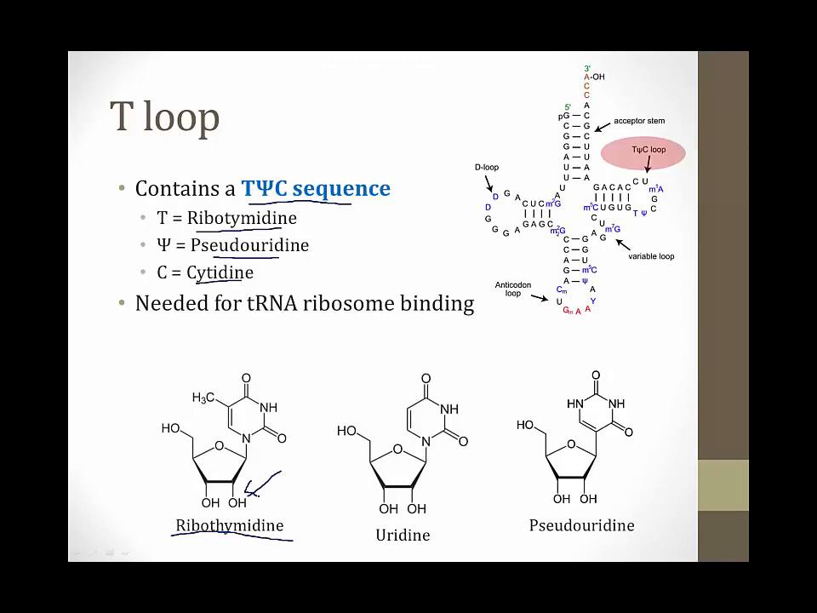This is a molecule of thymidine like you would find in DNA, but it has a hydroxyl group here, meaning it is a ribonucleic acid. This is a very unusual nucleotide, and it's found in the T loop of tRNA.